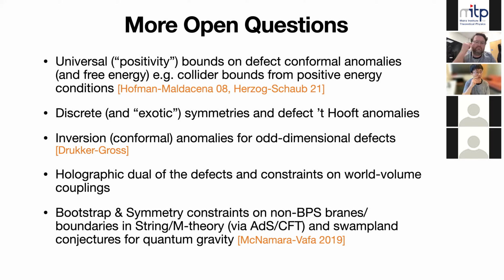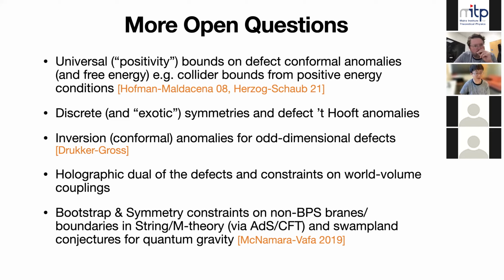There's also this puzzling feature of odd-dimensional defects. They don't have any perturbative defect anomaly, but they have a very subtle anomaly associated with the inversion symmetry. For example, the Wilson line in the inverse firmions, depending on whether it's along a straight line or on a circle, has different expectation values, and this is already something observed in the paper from Drukker and Gross, but it's not understood.